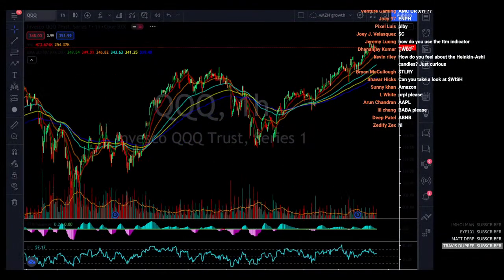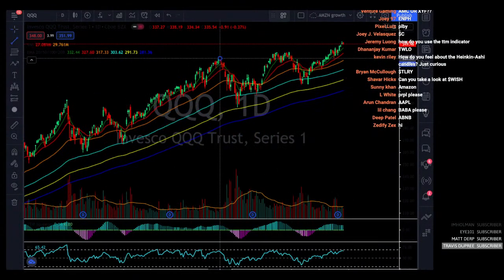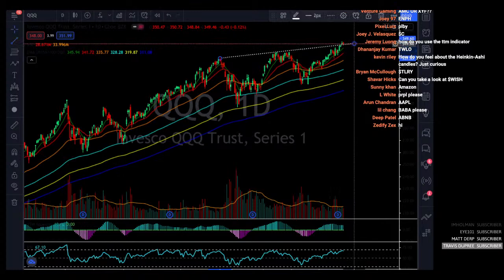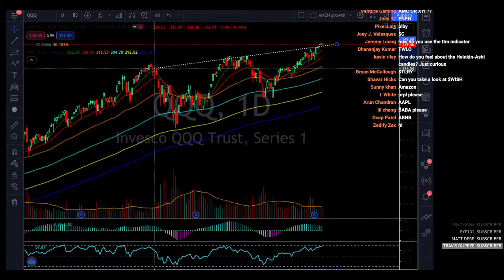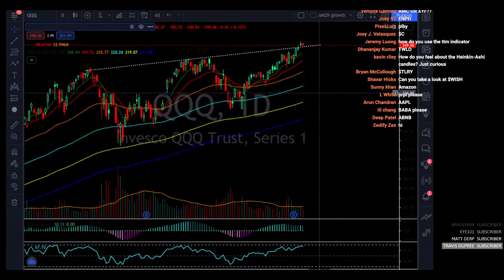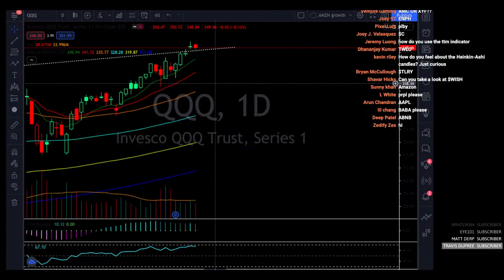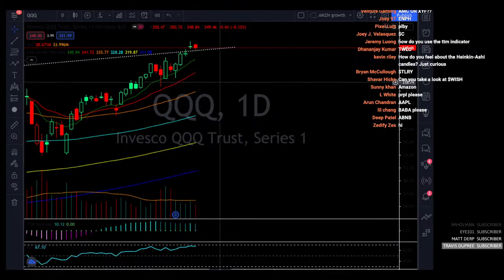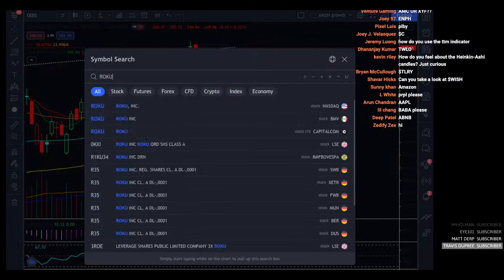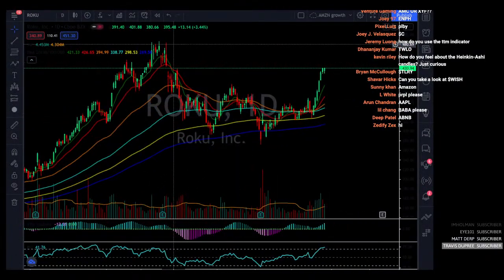You can see for QQQ on the daily chart. Oh wow, I haven't seen QQQ in a while. So QQQ actually broke resistance, which is pretty crazy. Let me take a look. Yeah, QQQ actually broke resistance, which is pretty cool. And it actually did hold it. QQQ might dip down below resistance and go to the 9 EMA, which will take Roku with it. But for Roku, assuming that everything goes well, I do expect Roku to test all-time highs.